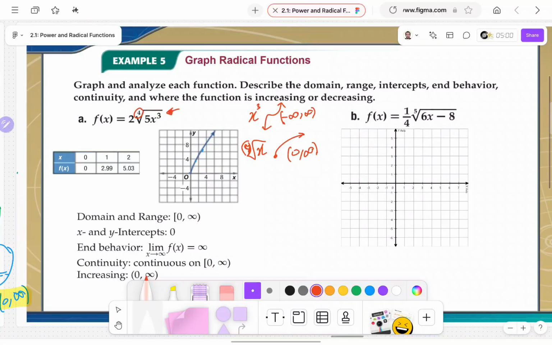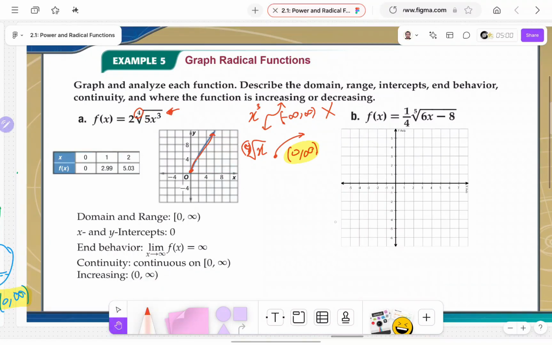So as you can see here, which one is the stronger? Which domain should I take? I have to take the restricted one, so I have to ignore this one. So the graph will start from 0 and go up like this one. Then you identify the domain and range. Now how about this one here?